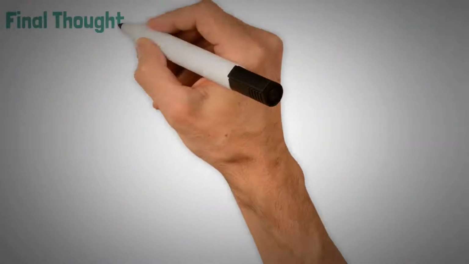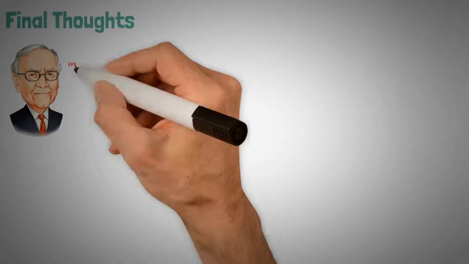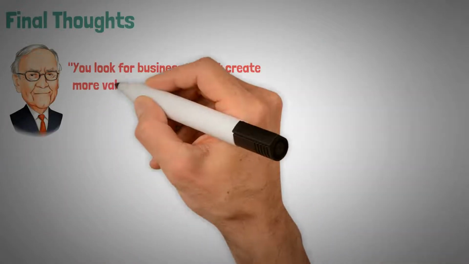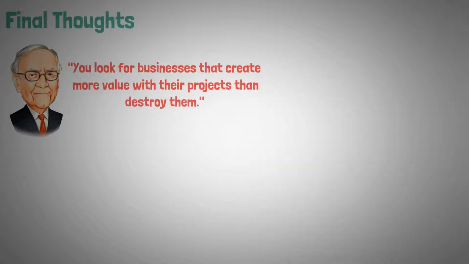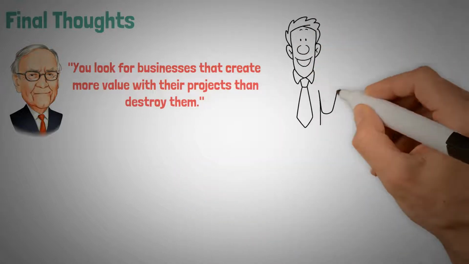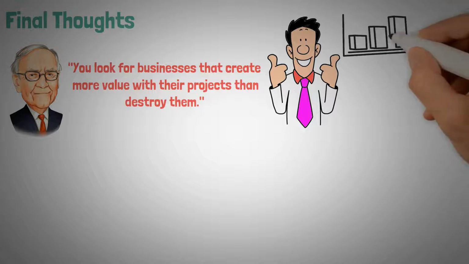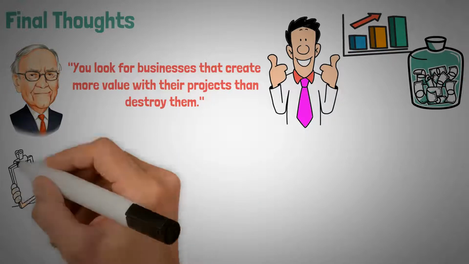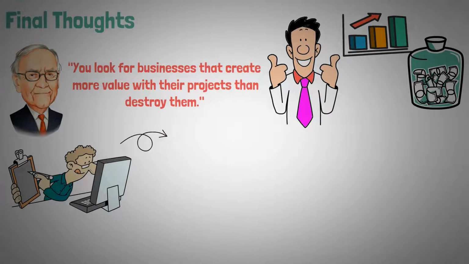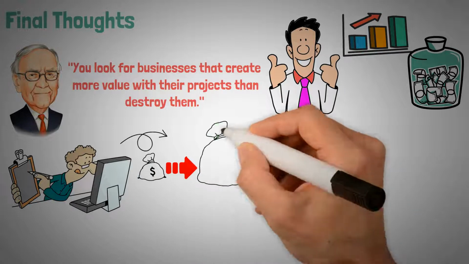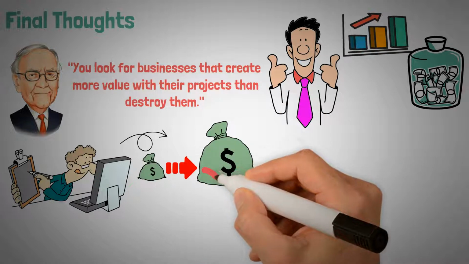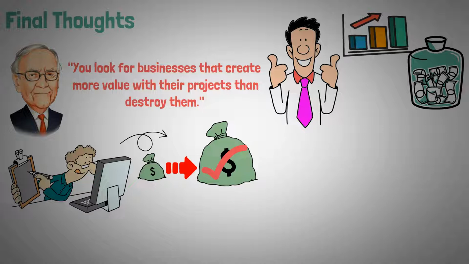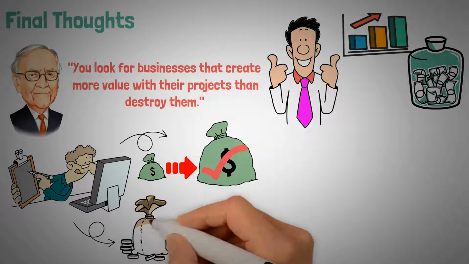Final thoughts. As Buffett mentions, you look for businesses that create more value with their projects than destroy them. The basic idea is that ROIC tells us how efficiently the company generates greater returns than its cost to create those returns. When analyzing any company, the first item to investigate is the return on invested capital. We want to find higher returns on invested capital from each company we analyze, but not every company or sector will equate apples to apples.